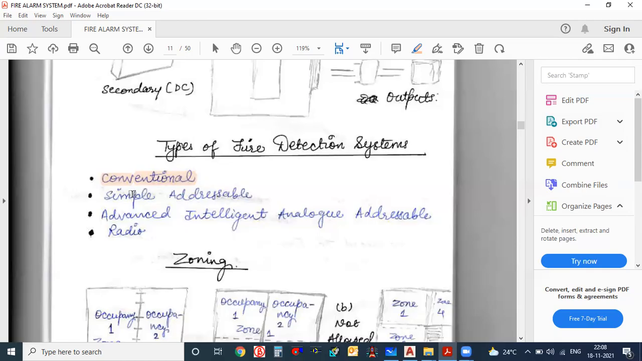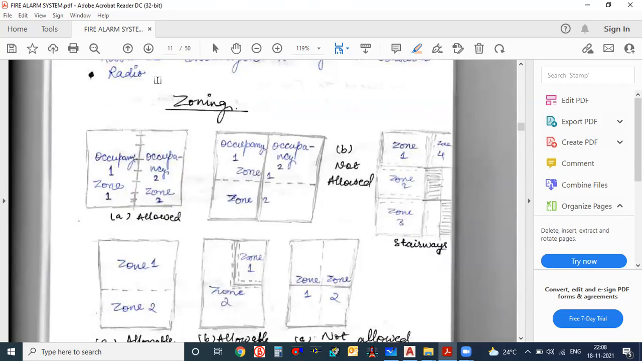Simple addressable is very simple system. Analog addressable is a complex system. So these are the intelligent ones. Nowadays, analog addressable systems are going on. There is one radio type also, but I don't know where they are using it. Maybe in the Navy system, or in areas where they can get some frequencies from the radio system. But this one is the analog system. Analog addressable fire alarm system is the most common nowadays, and it is a little bit costly if you compare with the conventional. Some zoning system is given here.